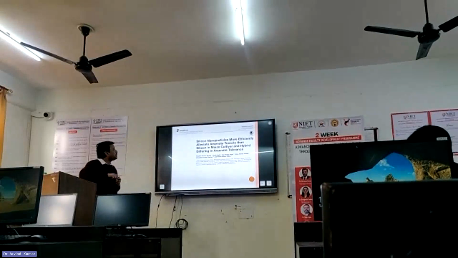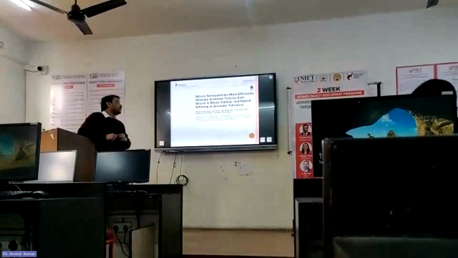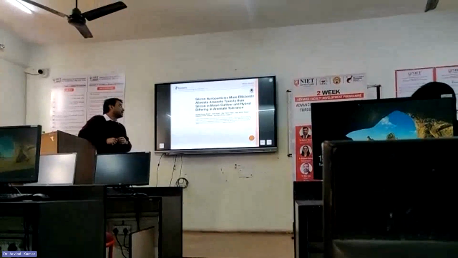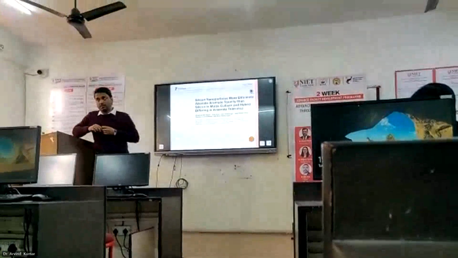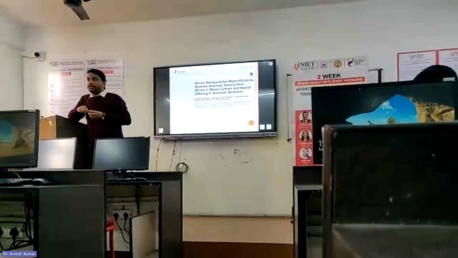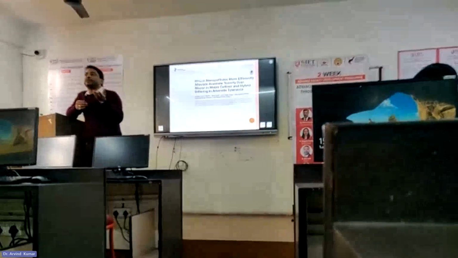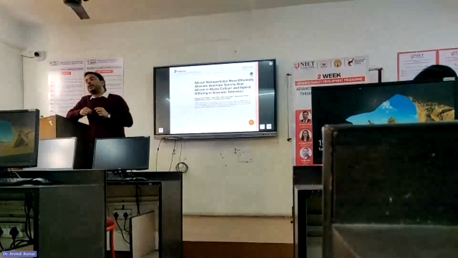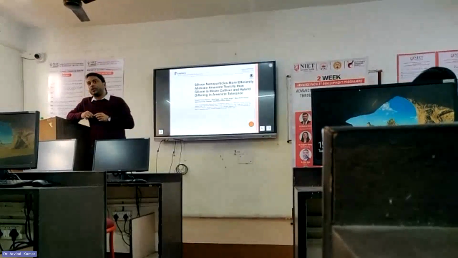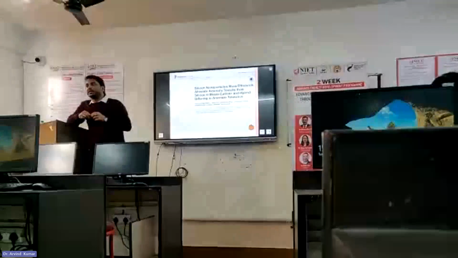This is another study, on plant cells. Silicon nanoparticles more efficiently eliminate arsenic toxicity than silicon. In the previous slide, we discussed that silicon is very much able to control abiotic stress. Now we have to check which form is more effective, silicon or the nanoparticle. Of course, silicon nanoparticles are very effective because nanoparticles are more efficacious.